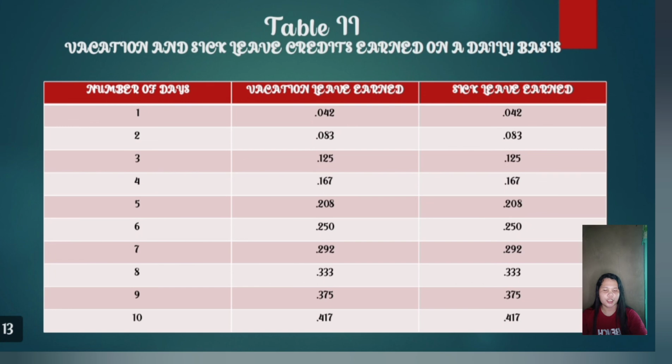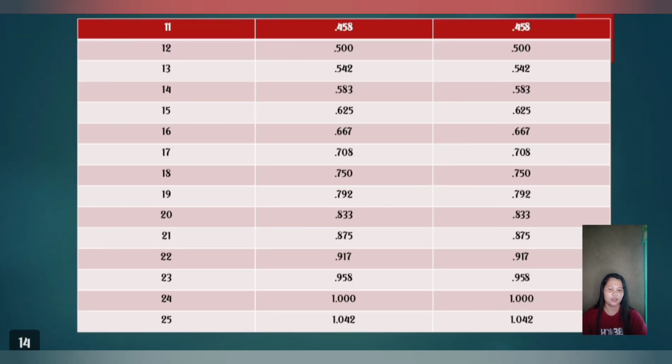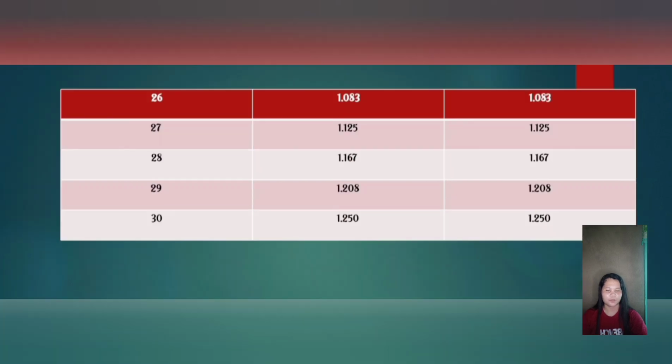Vacation and sick leave credits are earned on a daily basis. The number of days are 1 to 30. Vacation leave and sick leave credits are earned the same on a daily basis. So thank you. This is the end of my report.